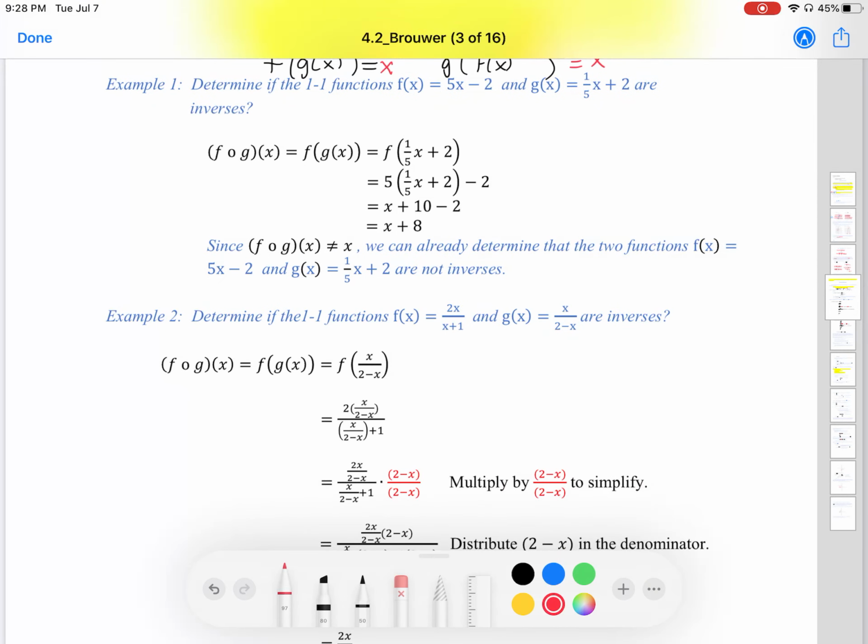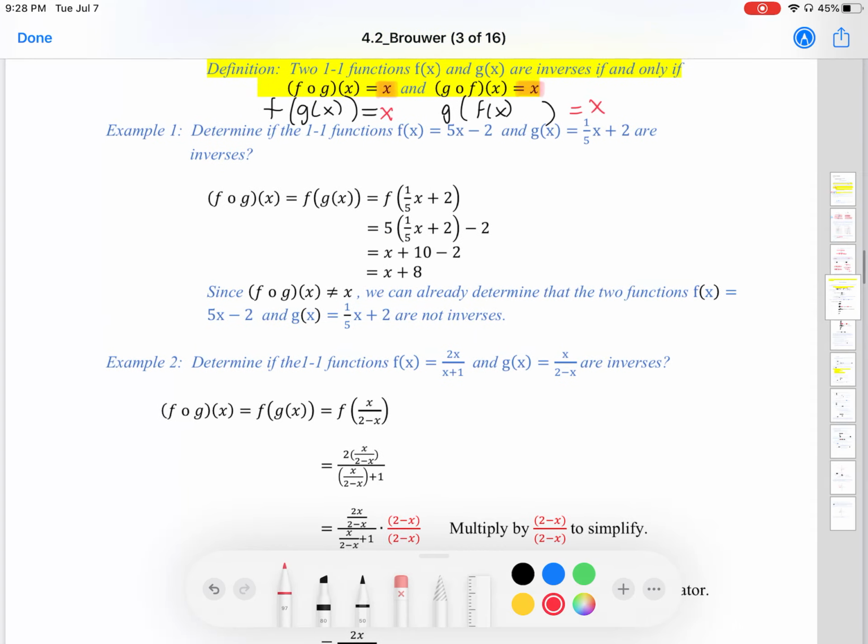Example 1. Determine if the one-to-one functions f of x equals 5x minus 2 and g of x equals 1 over 5x plus 2 are inverses. All right, so let's do this algebraically. So we first want to plug in my function g of x into my function f. So I'm going to take my g of x and plug it into every x in f. So we have 5, and then for x, we're going to plug in my function g, minus 2. If this is so, things will work out really nicely.